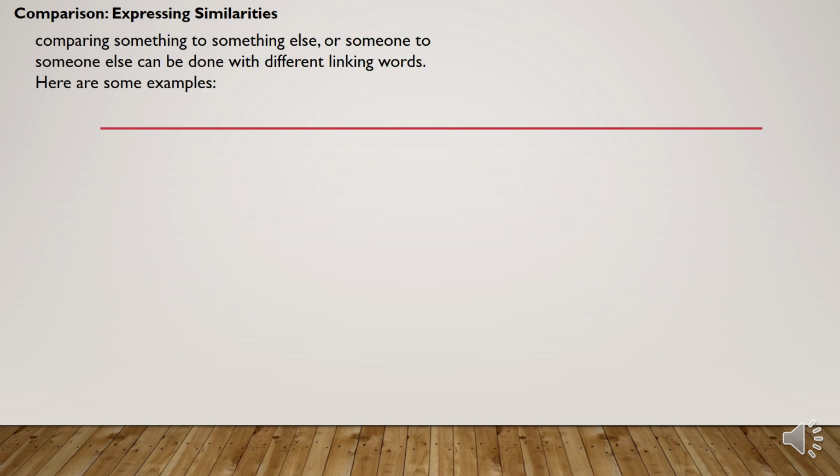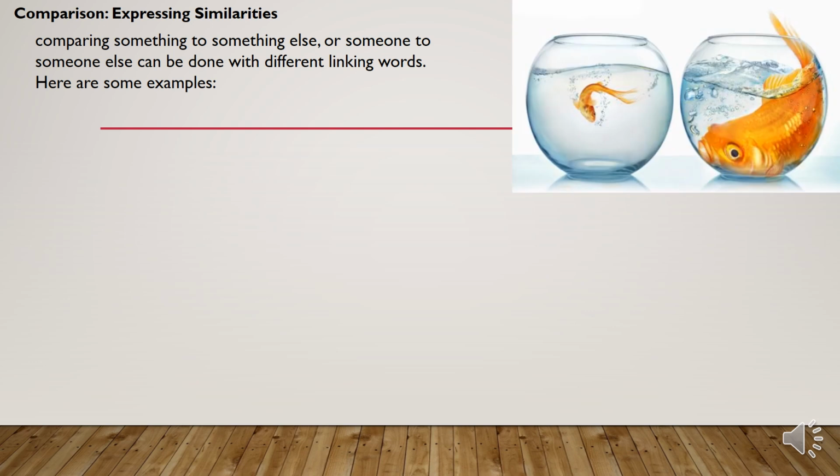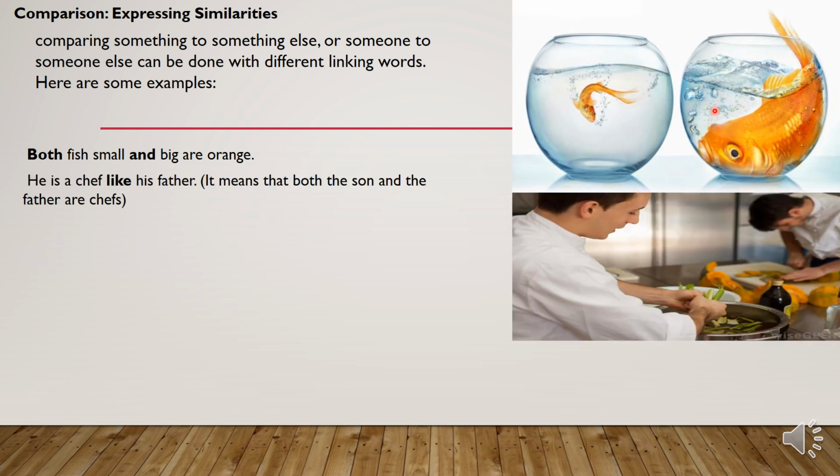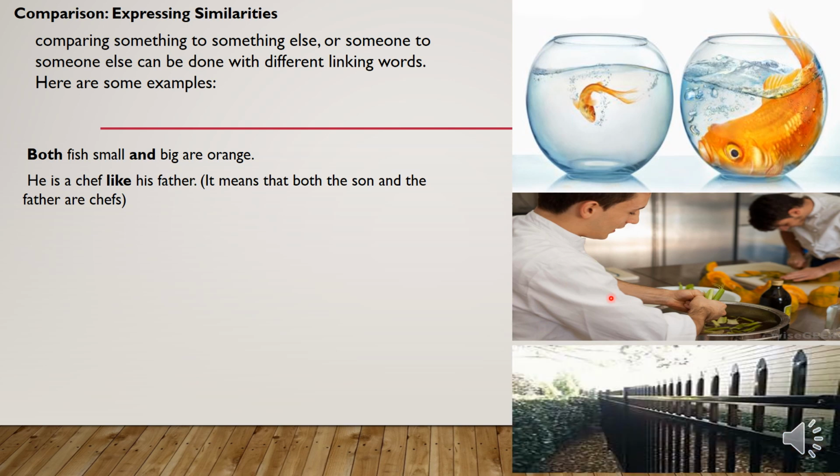So expressing similarities, comparing something to something else or someone to someone else, can be done with different linking words. Here are some examples. So of course these are two fish. So both fish, small and big, are orange. Here in the example, he is a chef like his father. It means that both the son and the father are chefs. This is a fence. It's like a wall that separates two places. It's made generally of wood or iron.